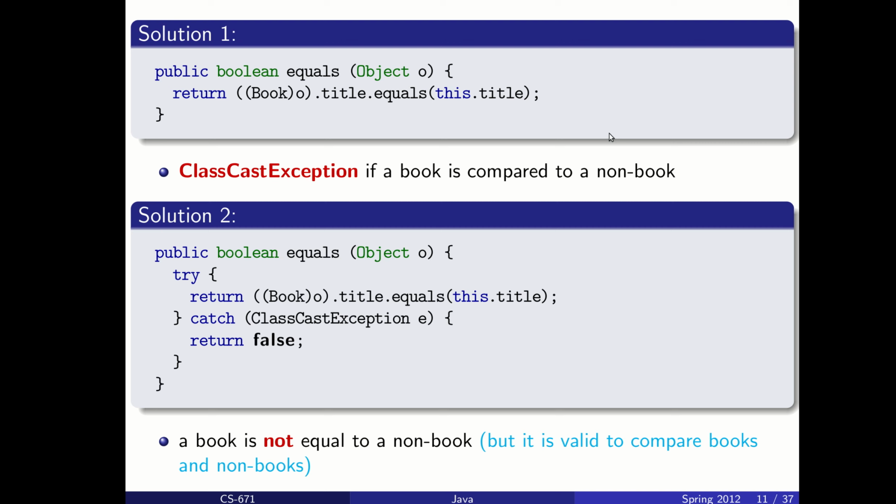Another solution is to do a try-catch on that. So try returning whether the titles are equal. And if it's a book, that will work perfectly. And if it's not a book, we'll return false. So this allows people to pass in things that are not books, but it will only tell us they are equal if it is a book and it has the same title. So it will sort of handle that problem.